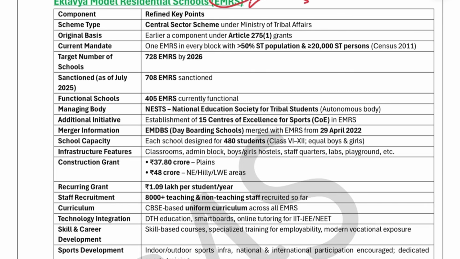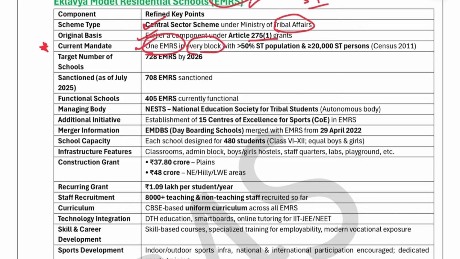Eklavya Model Residential School is a school for ST students, scheduled tribe students. Of course, the ministry is going to be the Tribal Affairs Ministry, and this is a central sector scheme, so all the money will come from the central government, and it is fulfilling Article 275 with this particular Eklavya Model Residential School. This is an important point, just remember.